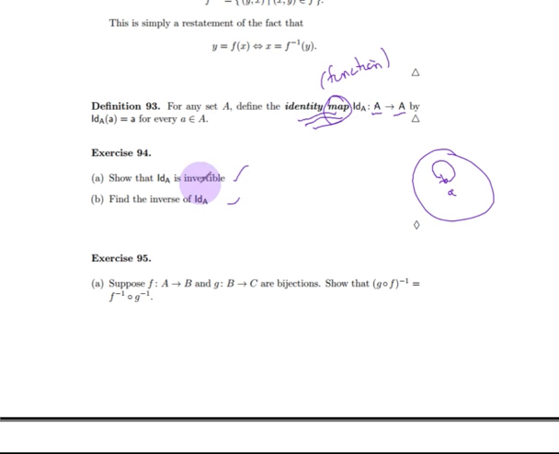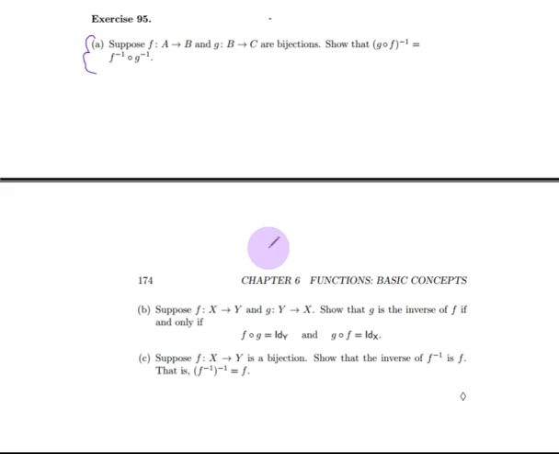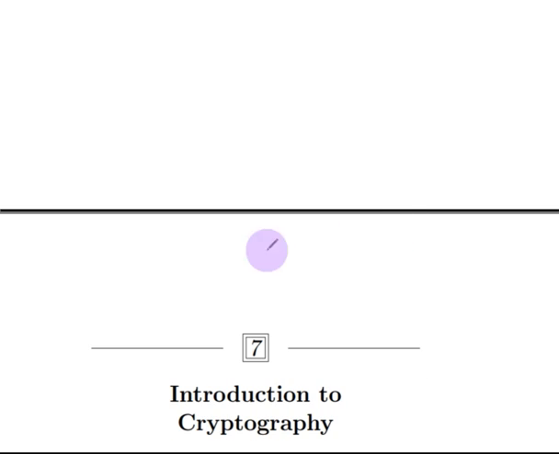Okay, the two things you need to show here: show that the identity is invertible and find the inverse of the identity. All right, I think you can just sort of think about that. What's the inverse of the identity? Okay. And here is another proof about inverses, that they satisfy this composition law. Okay, a couple other exercises, and that's it for inverses.